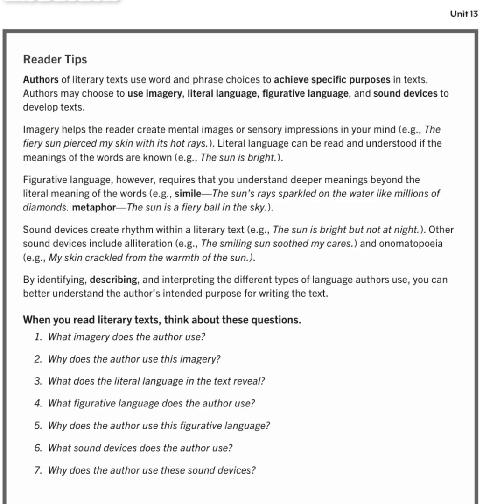On page 214, you have your reader's tips. Please make sure that you read this page before going on because it gives you all the important vocabulary terms. The terms that I specifically want you to focus on are use of imagery, literal language, figurative language, sound devices, simile, metaphor, and describing. It's basically all the words that are in bold. So before we move on, please read this page.